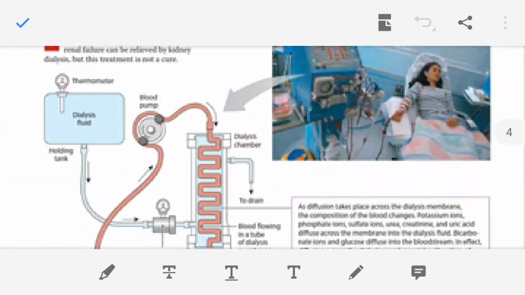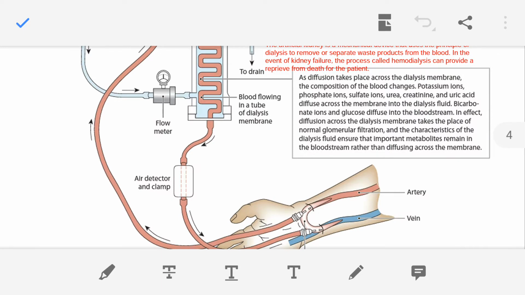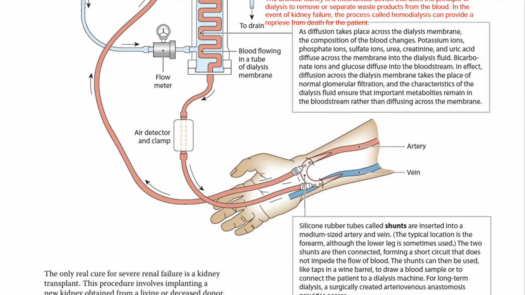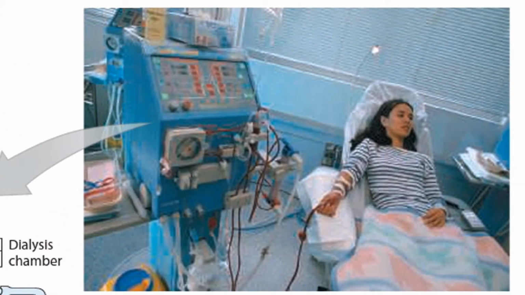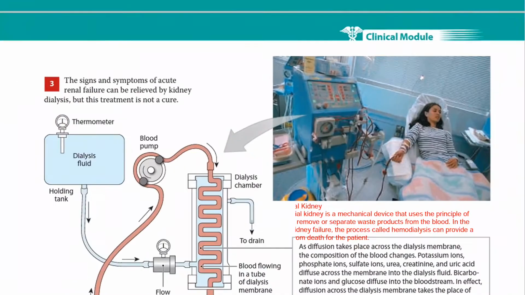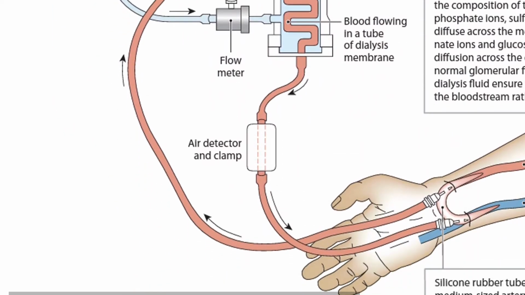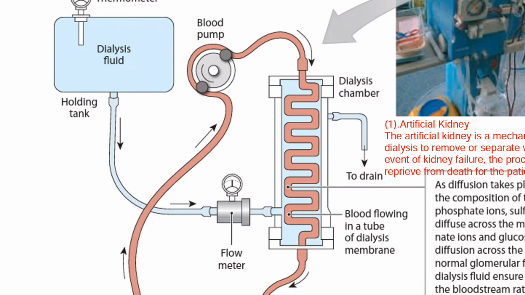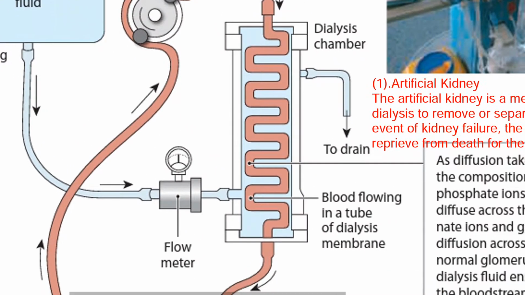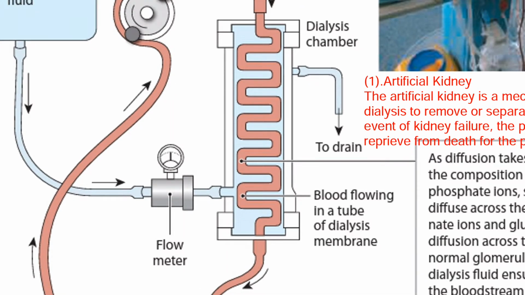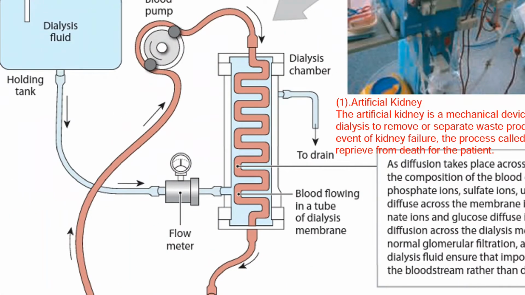First, let me show you. This is the artificial kidney, or the dialysis machine. See here, this was the first photograph, and this is the working mechanism of the artificial kidney. Here you can see the dialysis chamber is shown, and in the dialysis chamber you see the dialyzing tube, and around that the dialysis fluid is flowing.